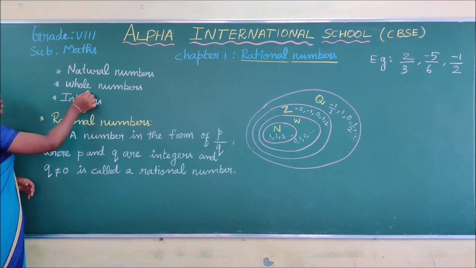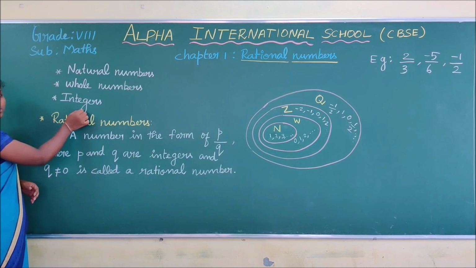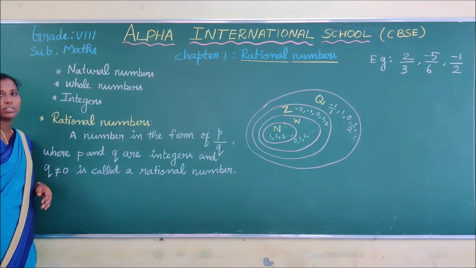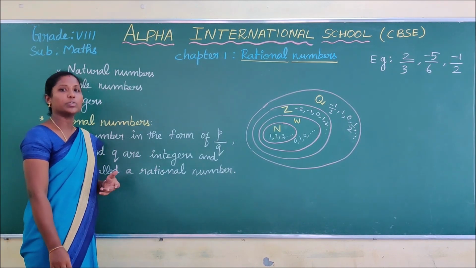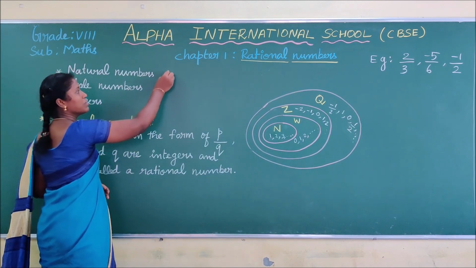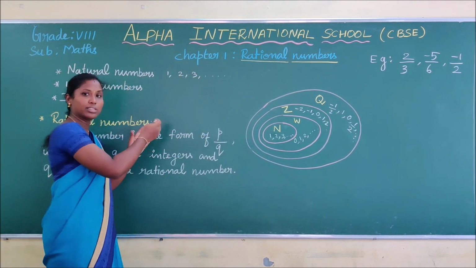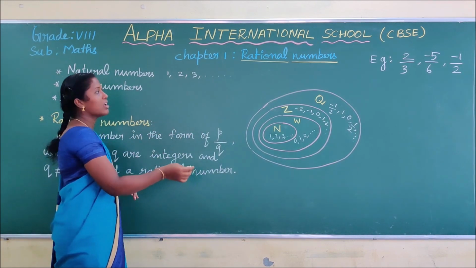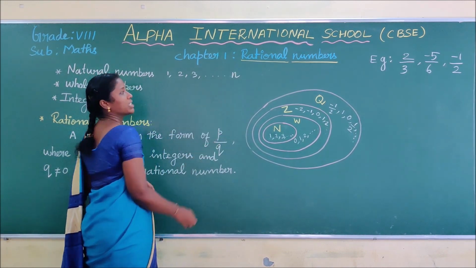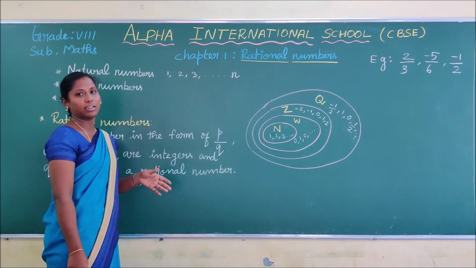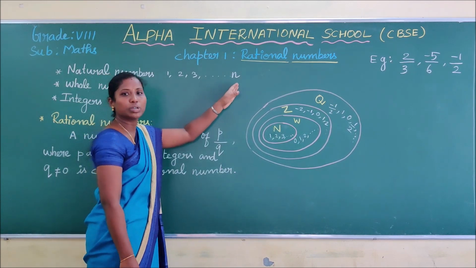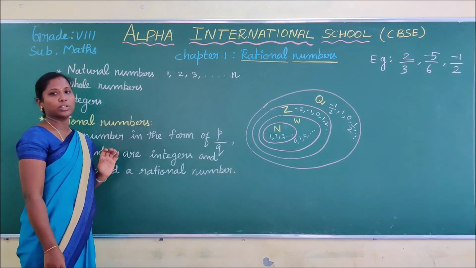Natural numbers, whole numbers, and integers. First, natural numbers. What are natural numbers? You know that natural numbers start from 1, 2, 3, and go on up, 4, 5, 6, 7, 10, up to, let's say, the last positive number n. So, the collection of all positive numbers is called natural numbers.